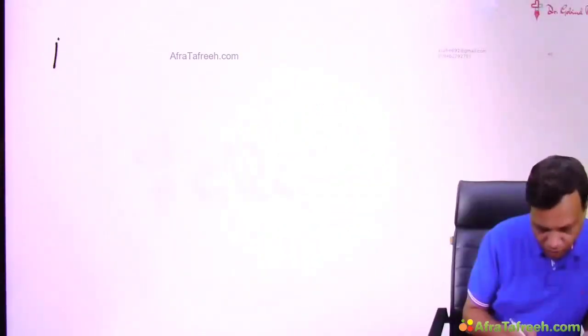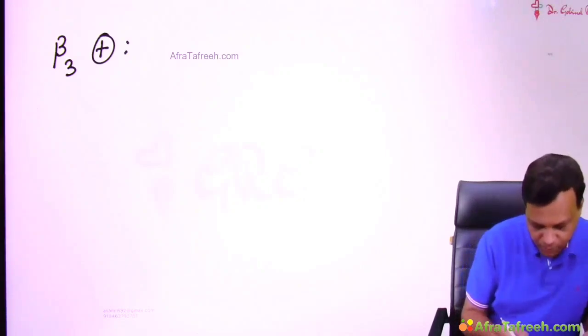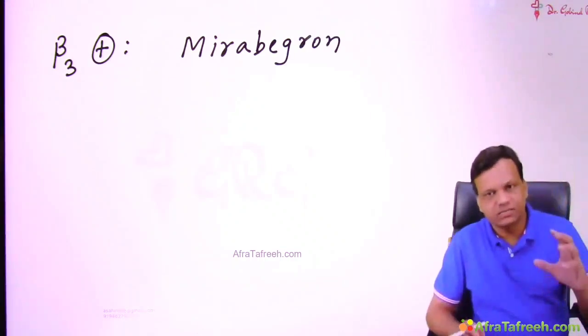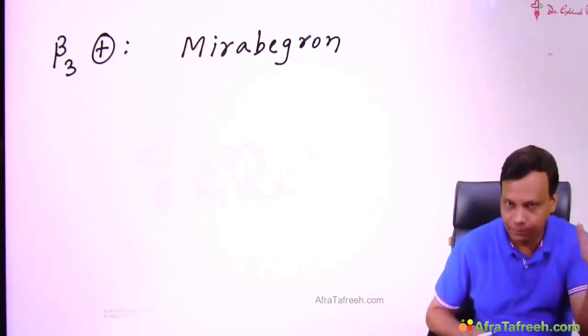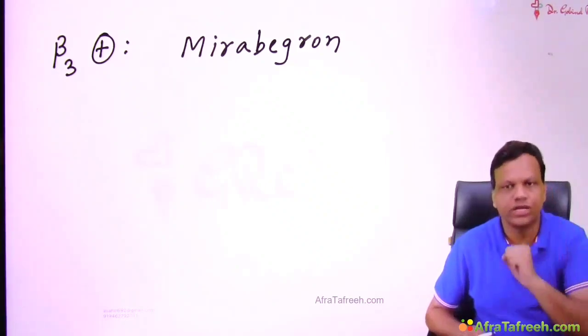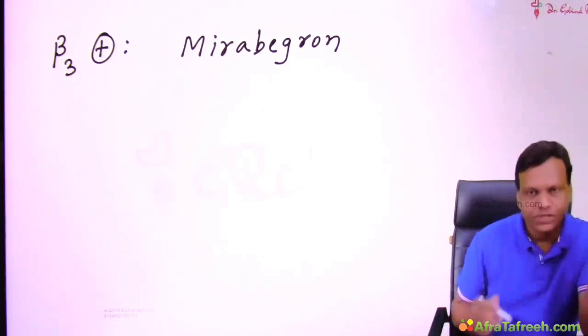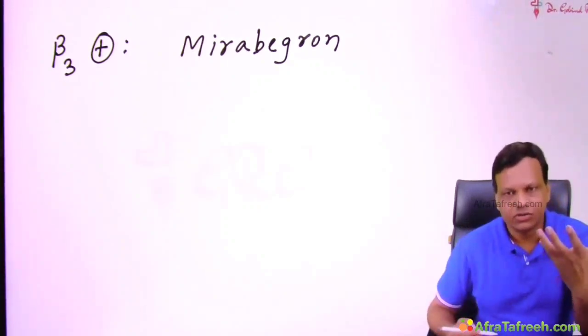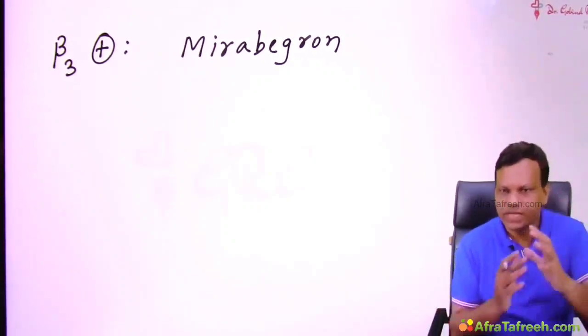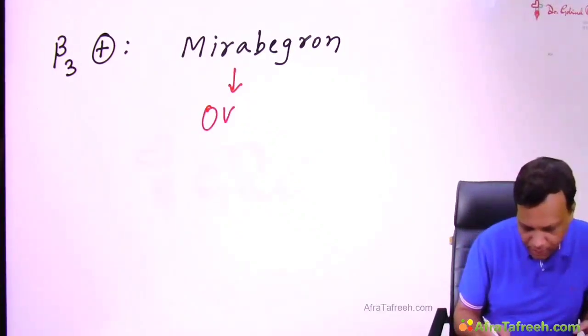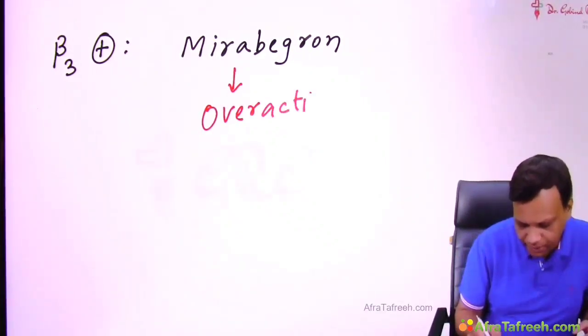The next group of non-catecholamines are beta-3 agonists, and the drug which stimulates beta-3 receptors is mirabegron. Beta-3 is primarily present on the adipose tissue and on the urinary bladder. So mainly on the urinary bladder, the drug is working. Beta-3 relaxes the bladder. So the drug which stimulates beta-3 will relax the bladder, so it can be used in overactive bladder. So mirabegron is used for overactive bladder.